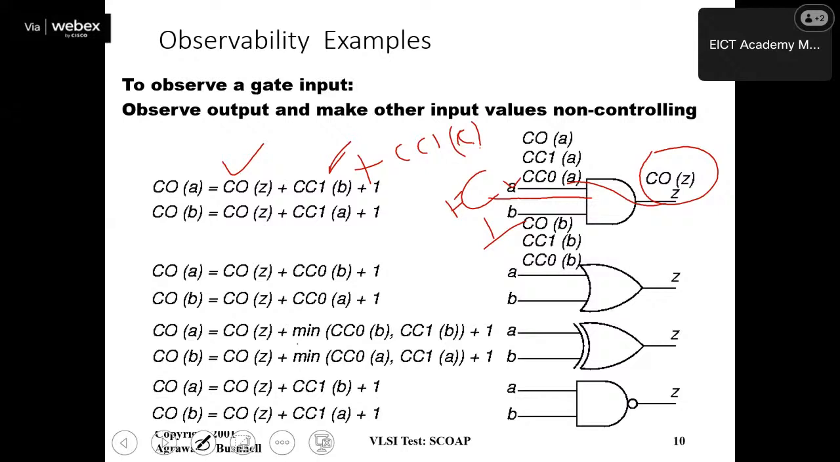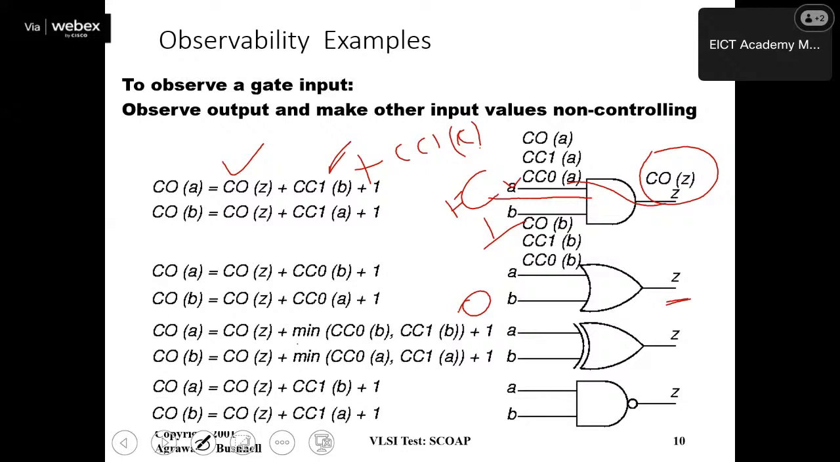Likewise, let us come to the OR gate. So the formula will remain simple. You have to figure out the non-controlling value for the OR gate. What is the non-controlling value for OR gate? Please type in the chat box. One is the controlling value. Controlling value means if this value is existing at the gate input, irrespective of other inputs, the output is the same. Thank you, Sai Kumar. So 0 is the non-controlling value.